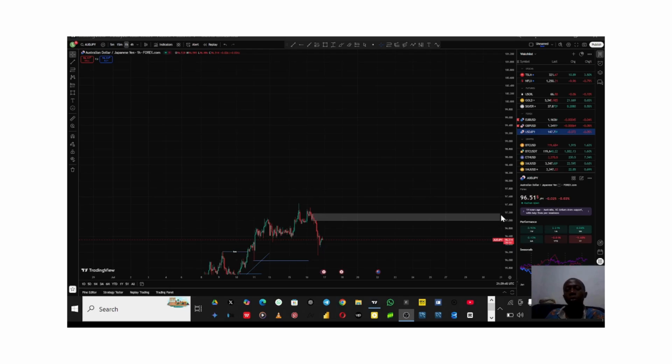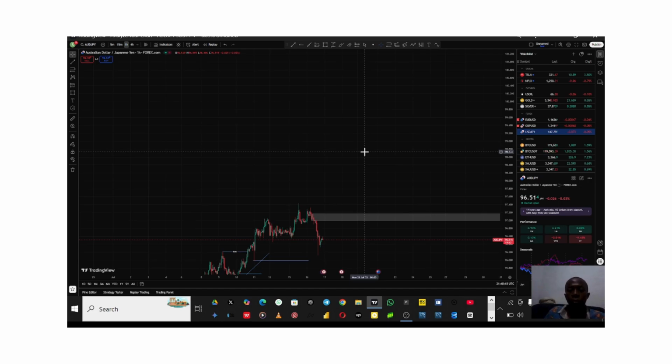Today we are looking into how to identify a valid order block. So what are the things we must look for to get a valid order block? Let's go into it.